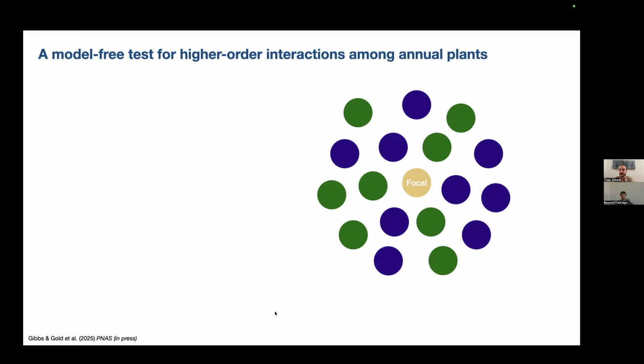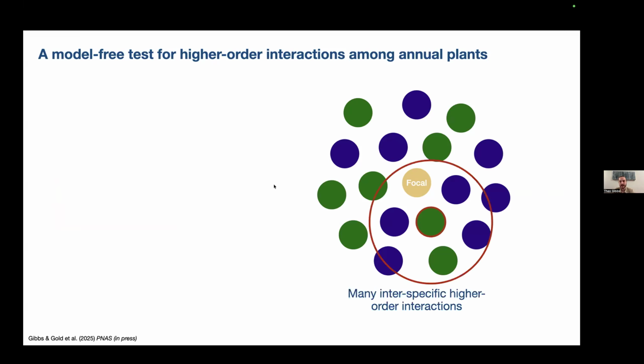So the idea is that here's some focal plant that's competing with this interspersed neighborhood of green and purple background competitors, and each of these background competitors, as well as the focal plant, has some characteristic radius around which they experience competition, which we can just measure in the field at something like 10 or 15 centimeters. In this case, it looks like the classic higher order interaction situation that I told you about at the beginning. This green individual is competing with a purple individual in the background, as well as some members of its own species.